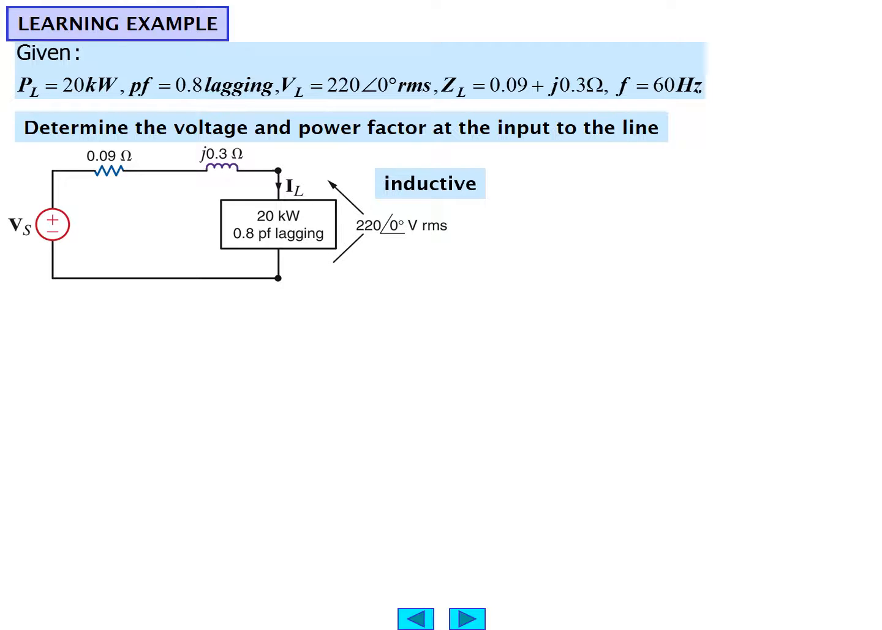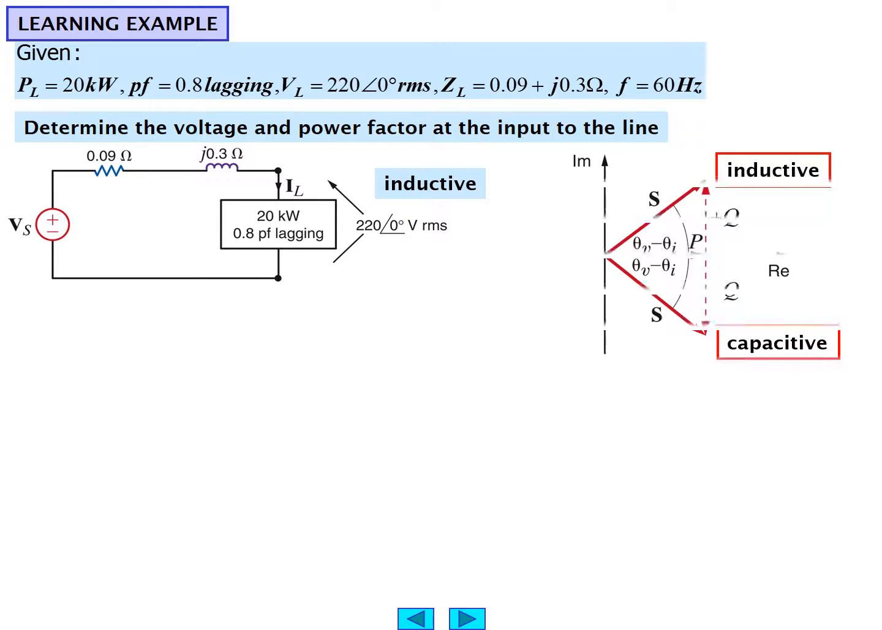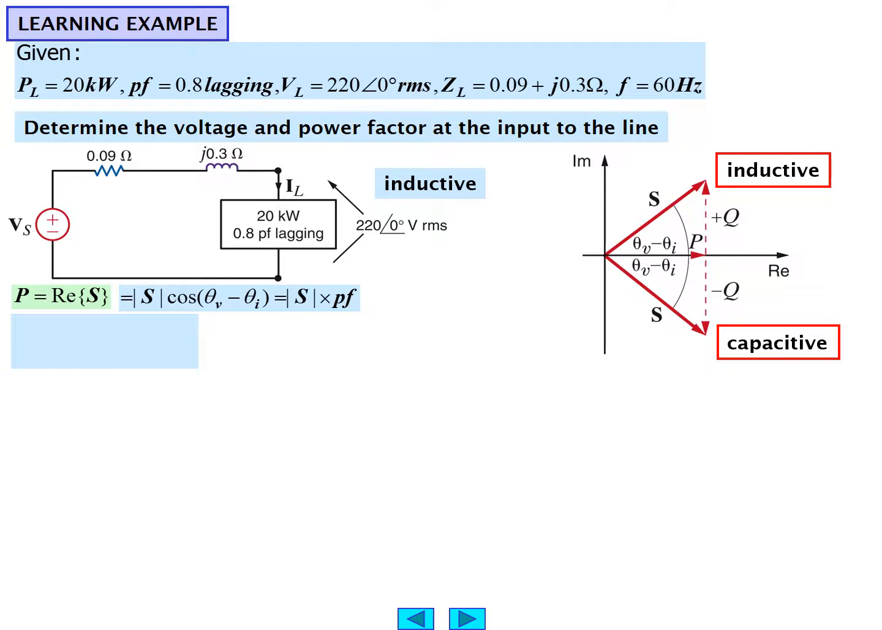Well, that's an inductive circuit as a result. We know that the complex power will be represented by P and Q, the inductive representation. P is equal to the real part of S, the complex power, and magnitude of S times cosine of theta V minus theta I is equal to the magnitude of S times the power factor. Q squared then is equal to S squared minus P squared. And we get, by definition then, that Q is equal to 15 kilovolt amperes. Notice the units are kilovolt amperes.